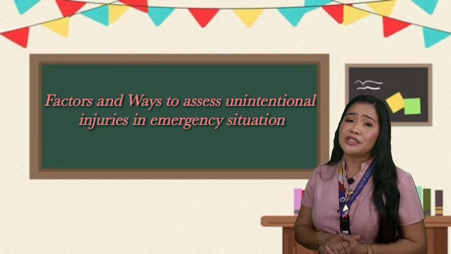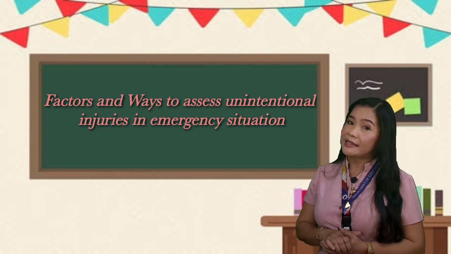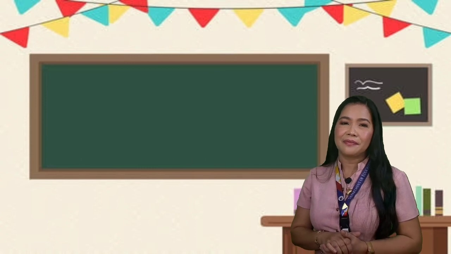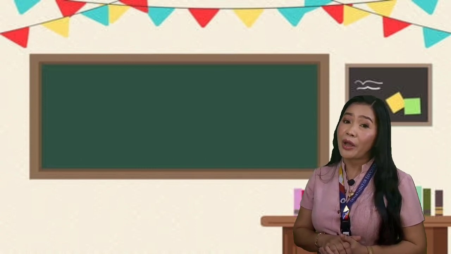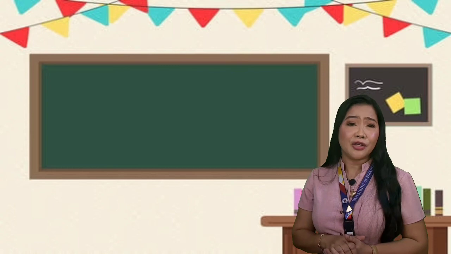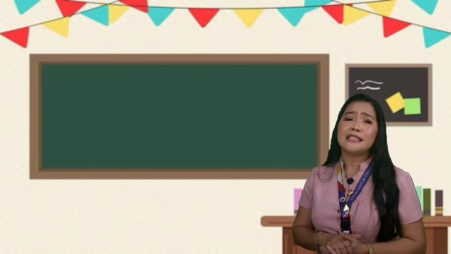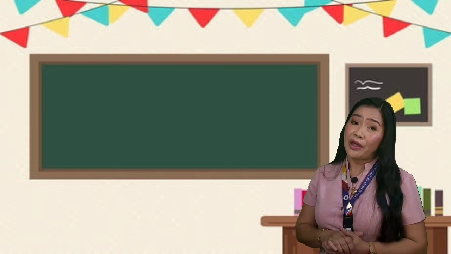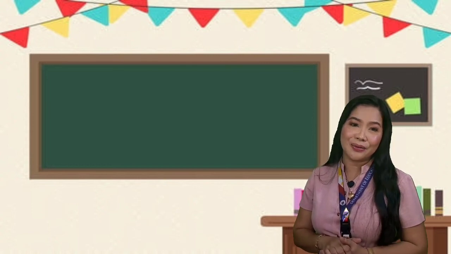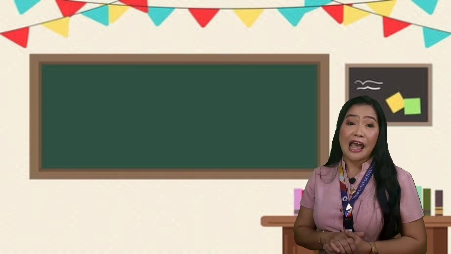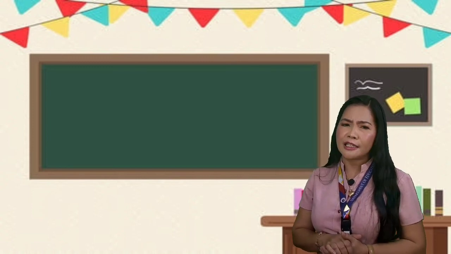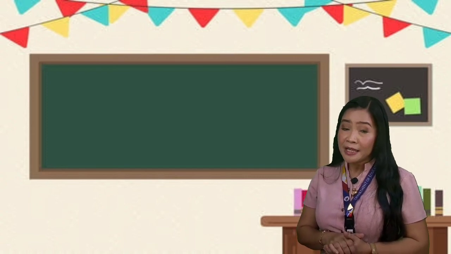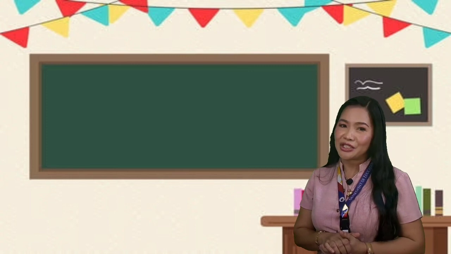Today, you're able to describe the factors and ways to assess unintentional injuries in emergency situations. Having the basic knowledge and awareness on this topic, as a youth of today's generation, it is important that you apply it in case of emergencies, whether it will be in your home or in school. In addition, by having basic knowledge in assessing unintentional injuries, you can also share your knowledge with other people, especially in vulnerable situations.